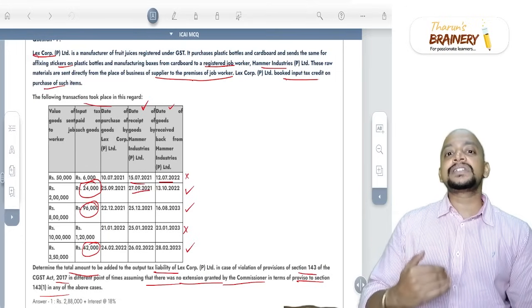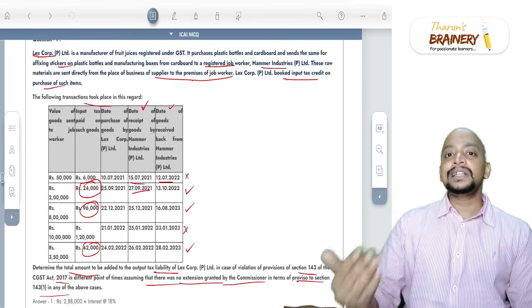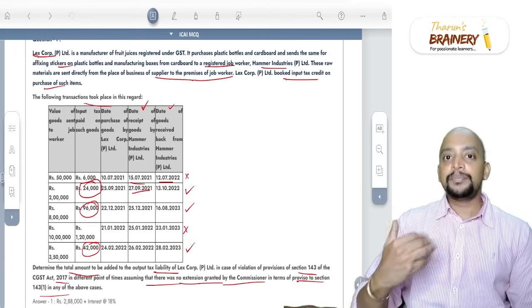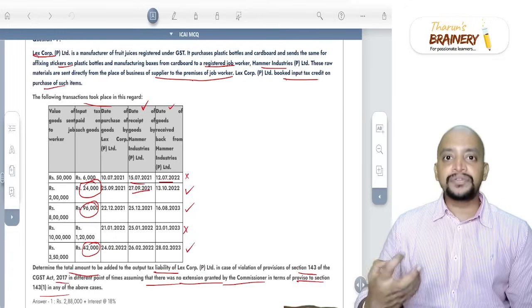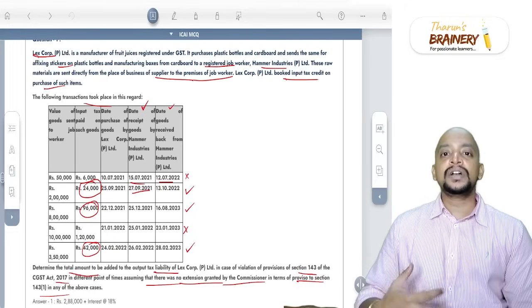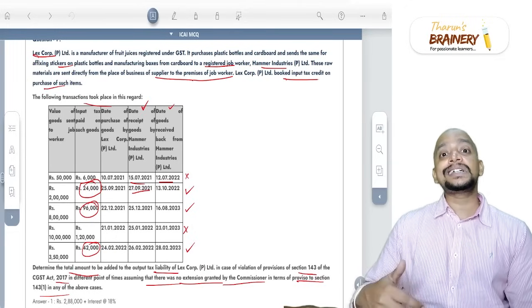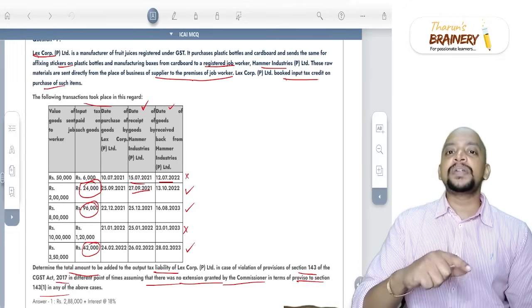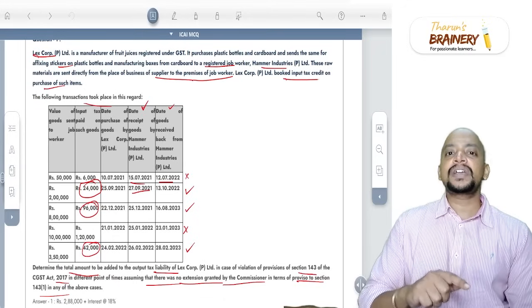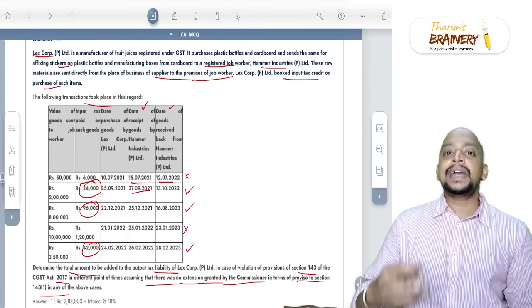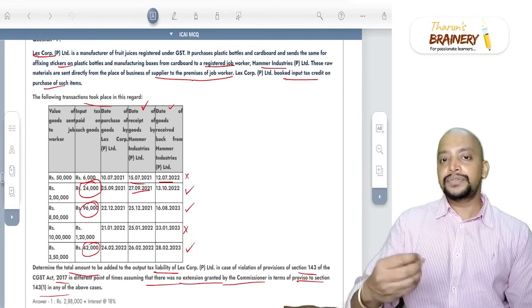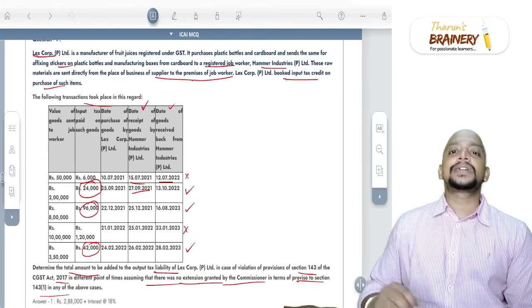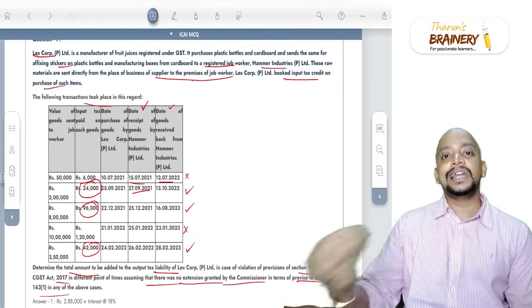So the date on which it is received by the Hammer Industries till the date it is dispatched back by the Hammer Industries, that time limit should be 1 year. What will happen if the goods are not returned within 1 year? On expiry of 1 year, it is treated as sale in the hands of the principal, that is Lexcorp. In the hands of Lexcorp, it is treated as supply, and that amount will be payable now, and we have to even pay the interest also at the rate of 18% because there is a delay in payment of tax.